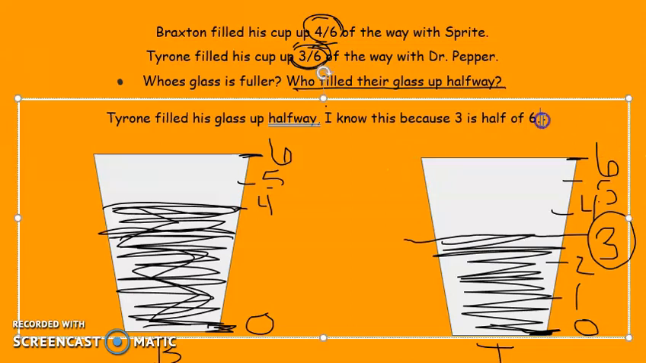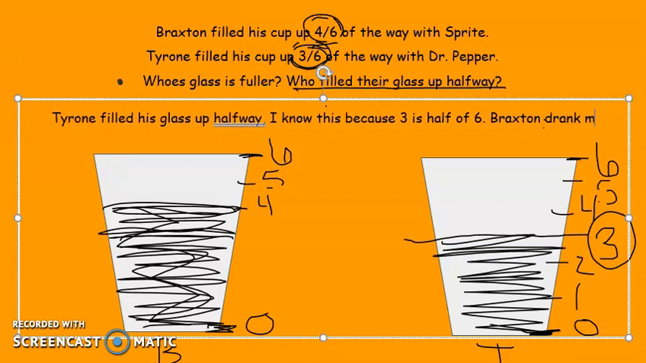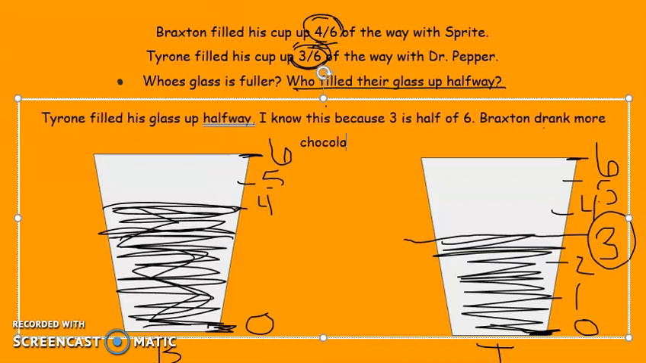So I'm going to add here at the end, Braxton drank more chocolate milk because 4 is one more than 3. And that's your explanation for how do you know he drank more? Because if Tyrone drank half, Braxton drank one more than a half. You could say that too. He drank one more than a half.